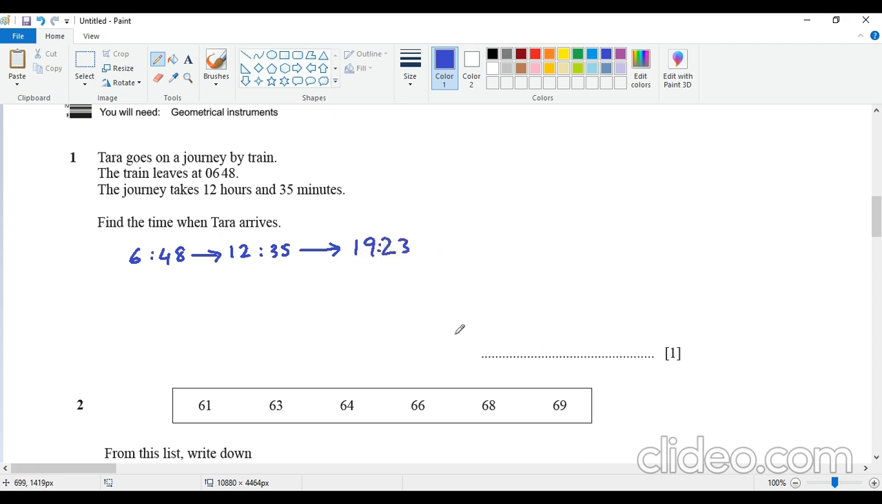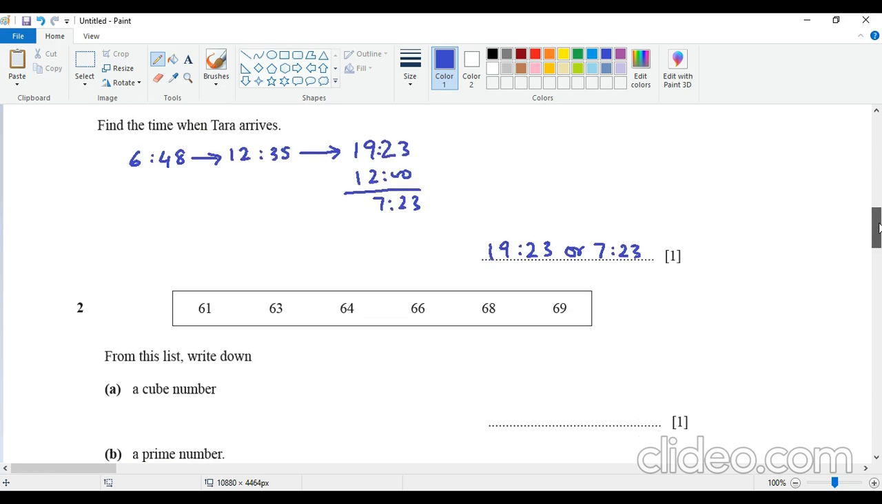And if you want to write the answer in 12-hour time, you subtract 12 from this. So 7:23 is also going to be the time, 19:23 or 7:23. Both are going to be right answers.